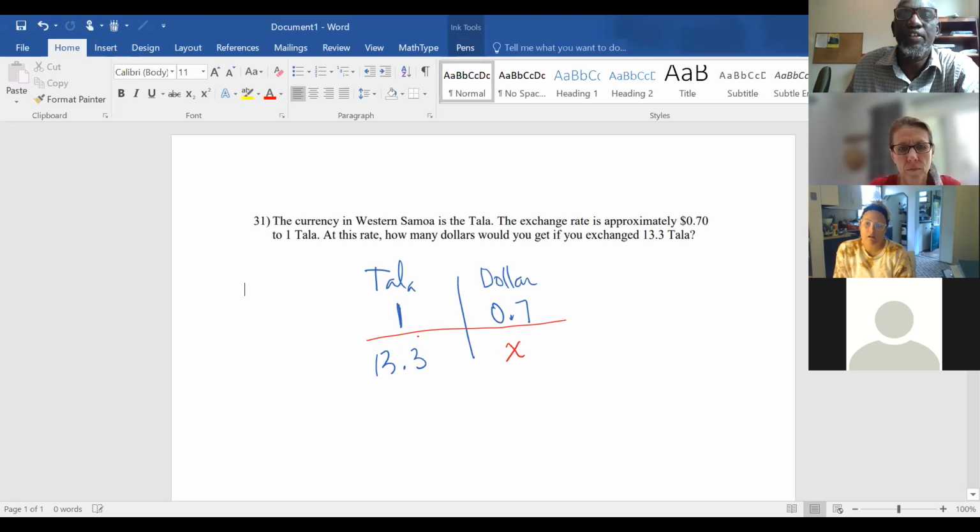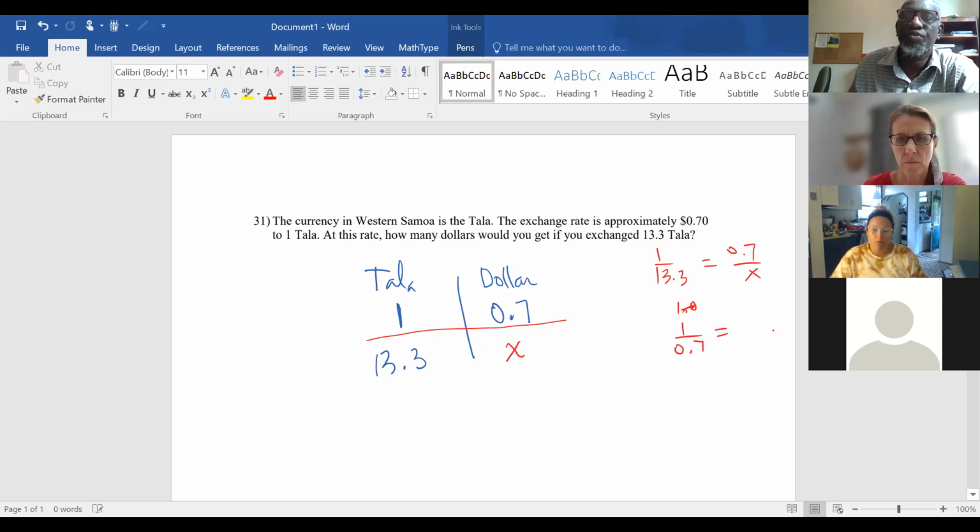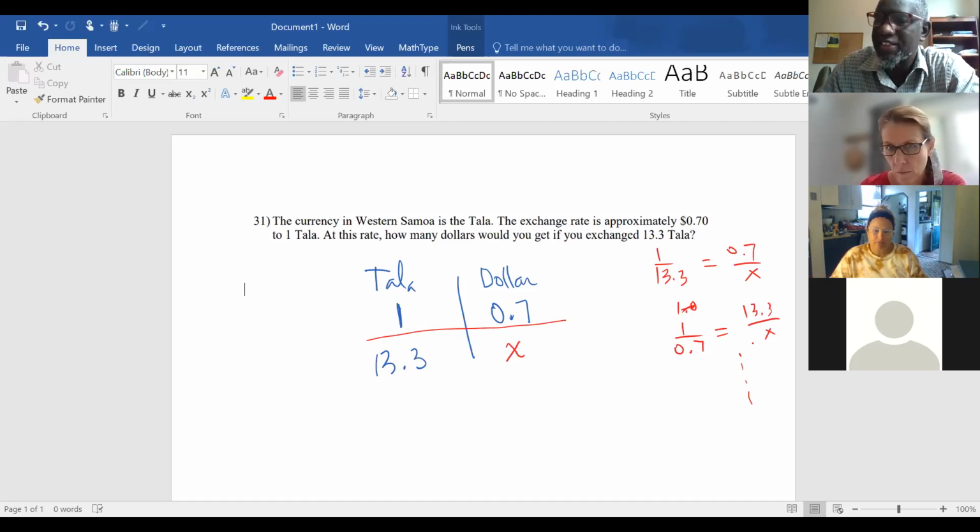Which means for the answer, we're going to say 1/13.3 is equal to 0.7 over X, however you want to read it, or 1/0.7 is equal to 13.3 over X, right? So you have a lot of proportions which are the same. You can say 1/13.3 is equal to 0.7 over X. You can say 1/0.7 is equal to 13.3 over X, et cetera, right? All these proportions are exactly the same.